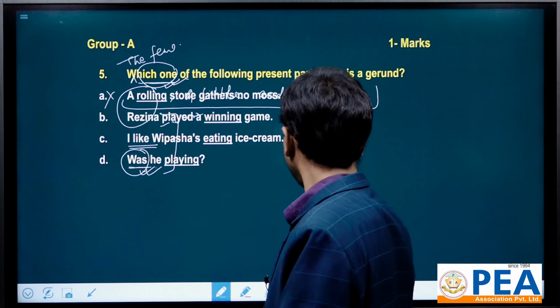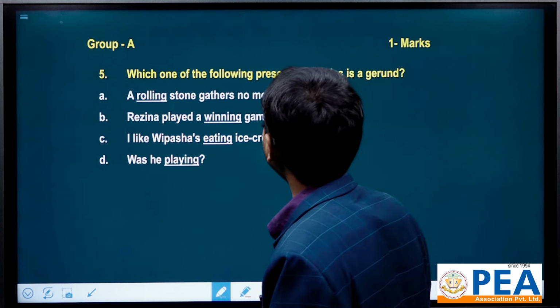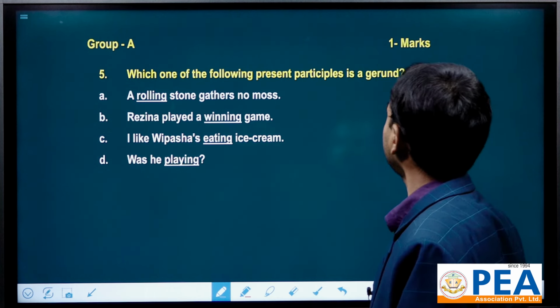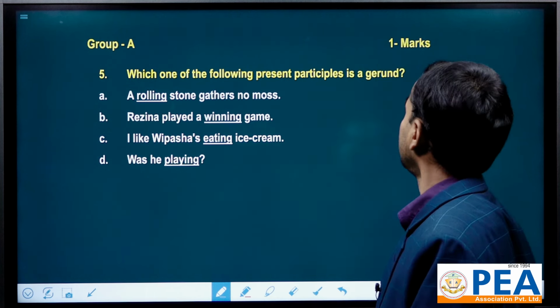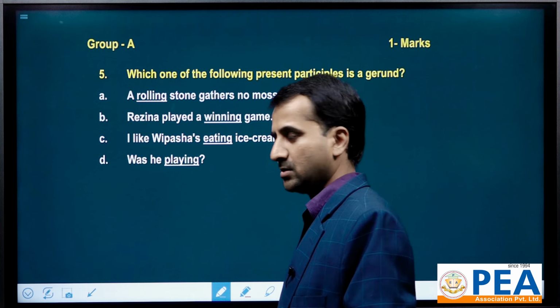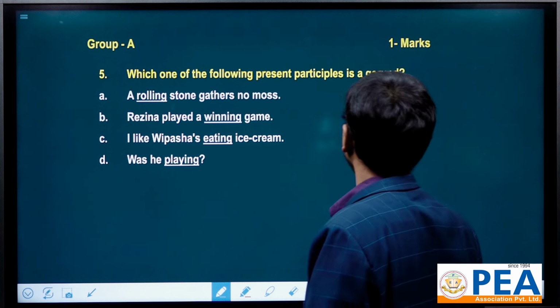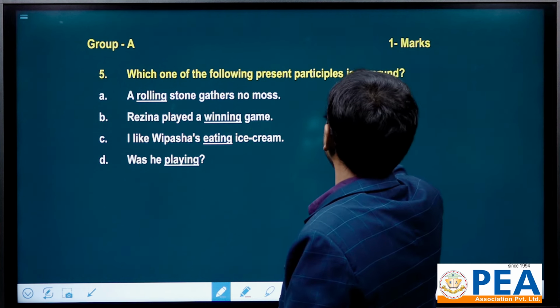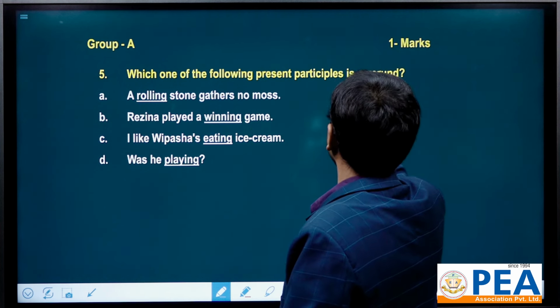Now we go to another question. This one is, which one of the following present participles is a gerund? Now this question belongs to the chapter called gerund and participle. Okay, so basically we see here present participle. I am writing.